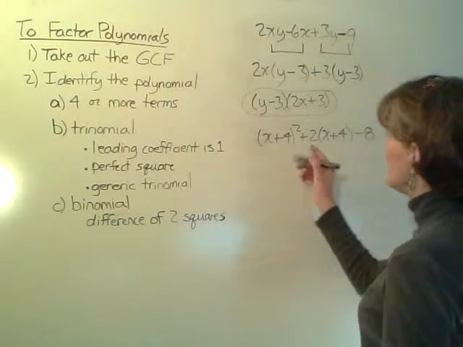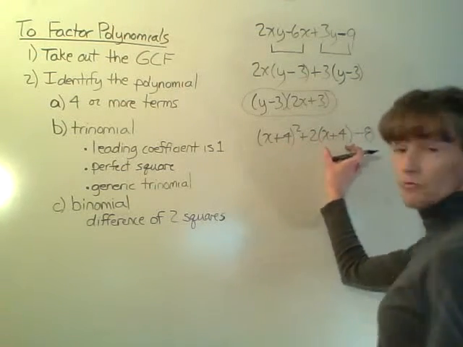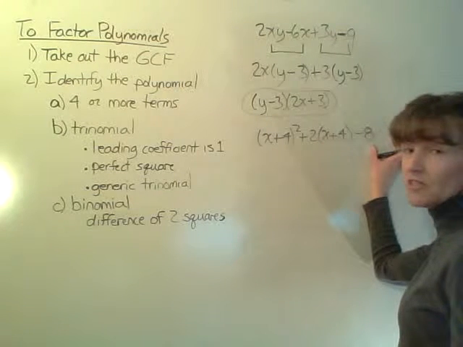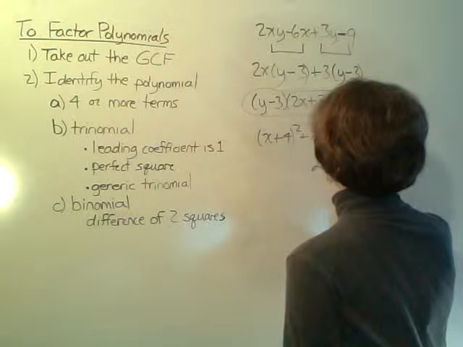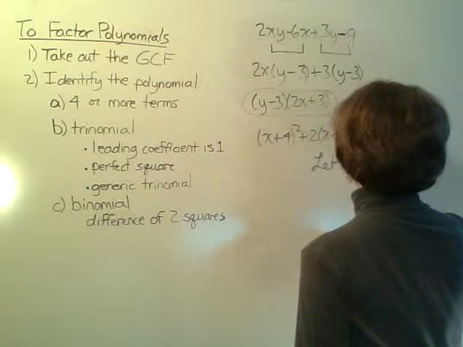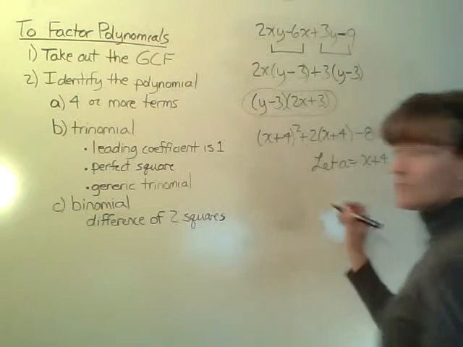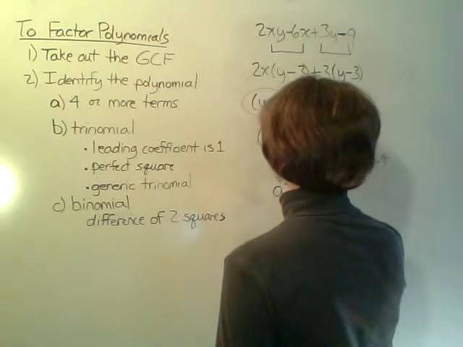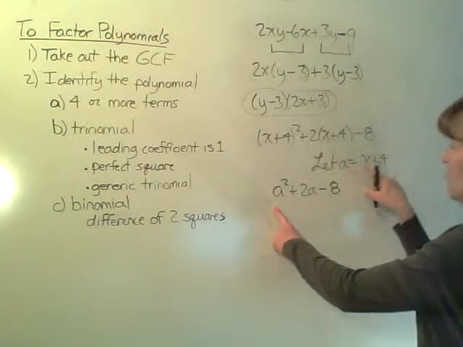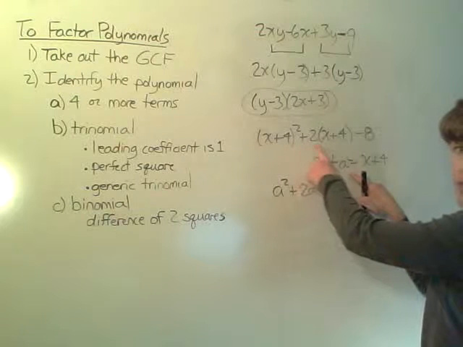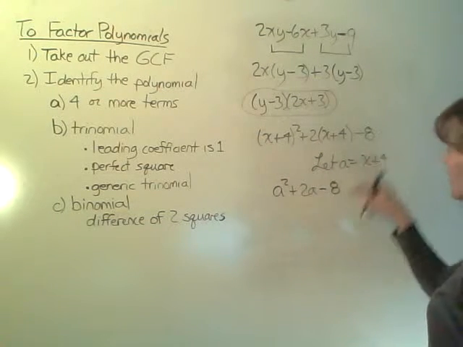All right, in this case, I can see a trinomial pattern going on here. I have something squared, I have that something to the first power, and then I have a term where that something doesn't exist. So what I'm going to do is let a equal that x plus 4. And everywhere there's an x plus 4, I'm going to put an a. So I'll have a squared plus 2a minus 8. I put a in for this x plus 4, I put a in for this x plus 4, and then I have my minus 8.